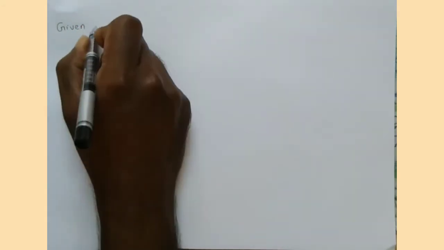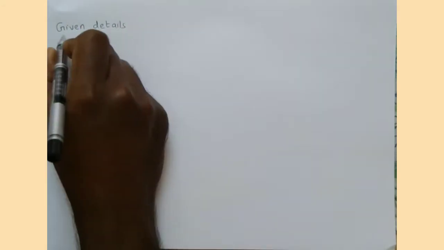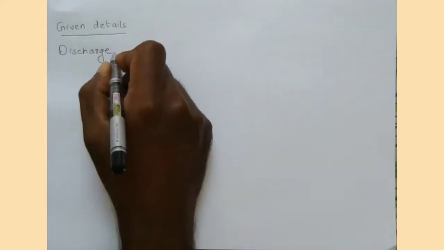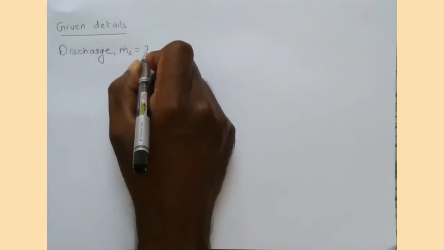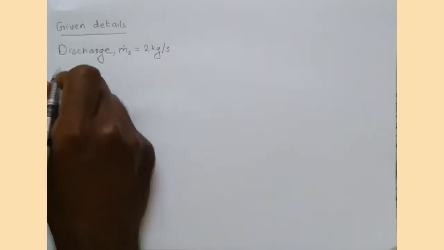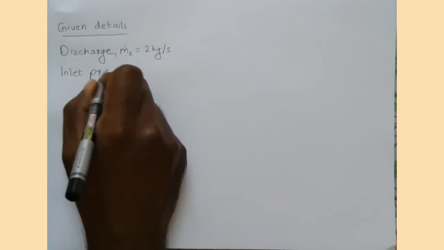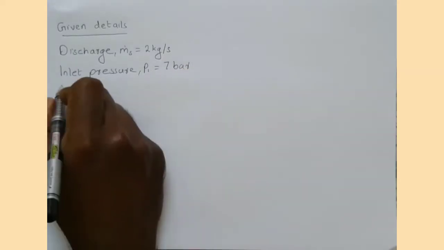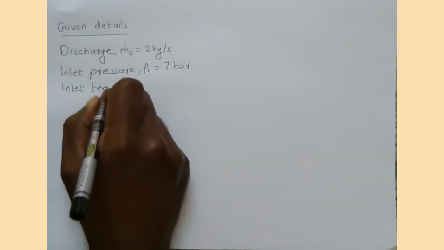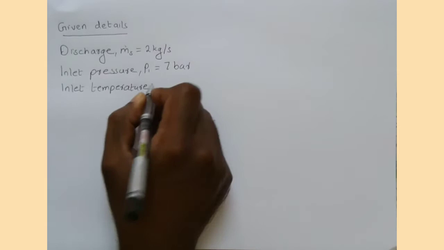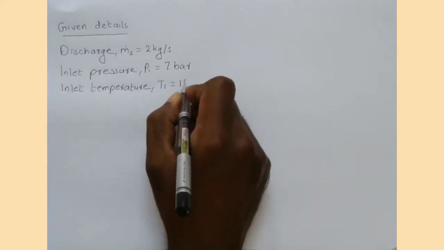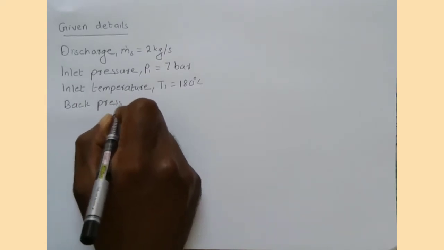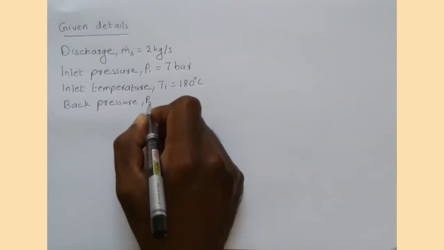Okay, we can write the given data first. The discharge of steam is given, that is m dot s equals 2 kg per second. Inlet pressure is given, that is P1 equals 7 bar. Also inlet temperature is given, which is T1 equals 180 degrees Celsius. The back pressure is given, that is P3 equals 1 bar.